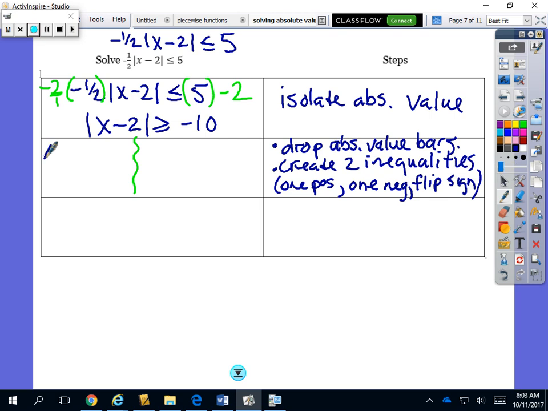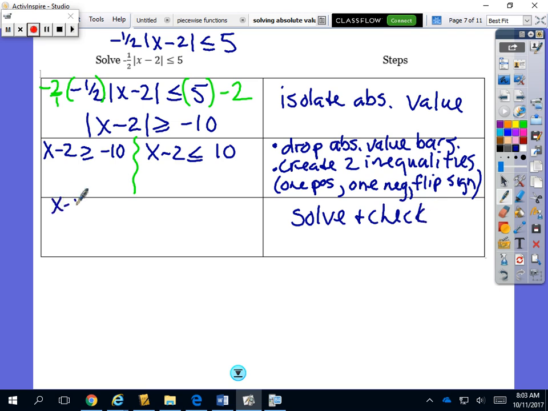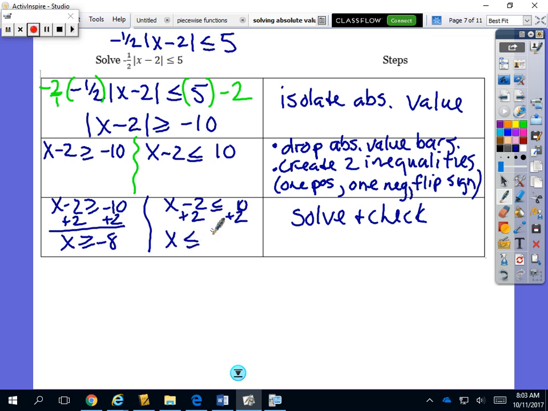Okay, so my first one, x minus 2 is greater than or equal to negative 10. All I did was drop the bars. In this one, I do x minus 2 is less than or equal to positive 10. Add 2 to both sides. We'll solve and check. So add 2 to both sides. I get x is greater than or equal to negative 8. And if I add 2 to both sides of this one, I have x is less than or equal to 12.